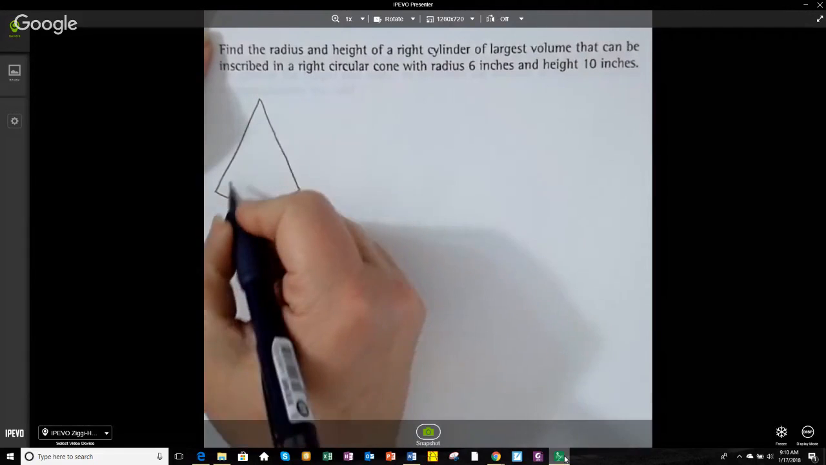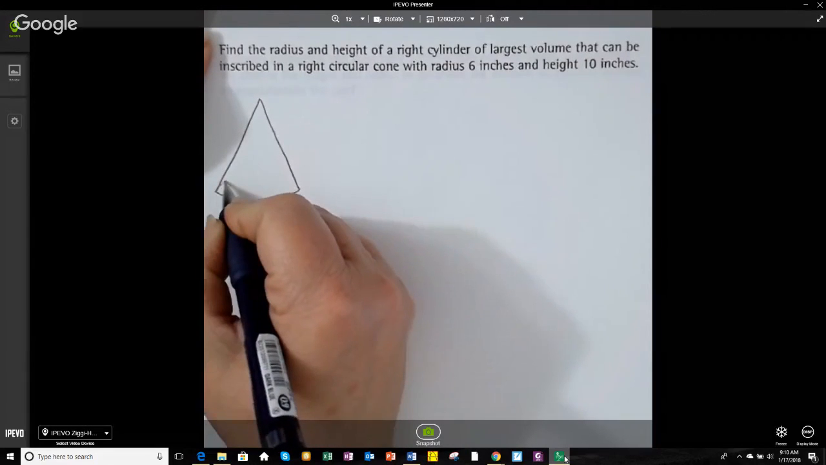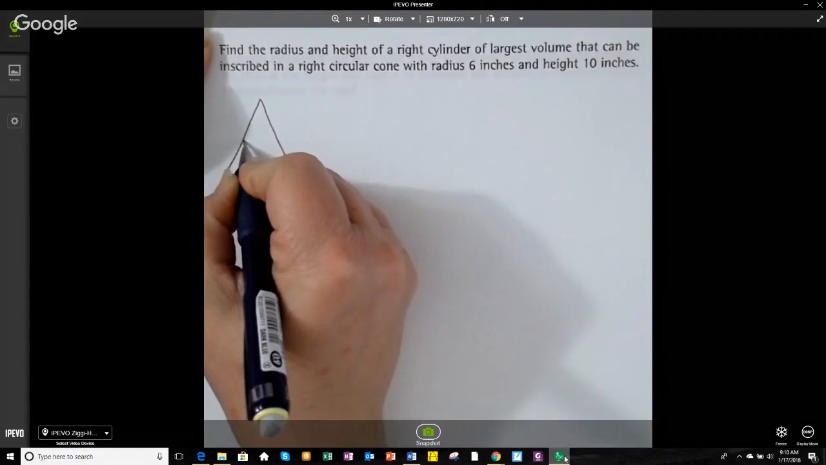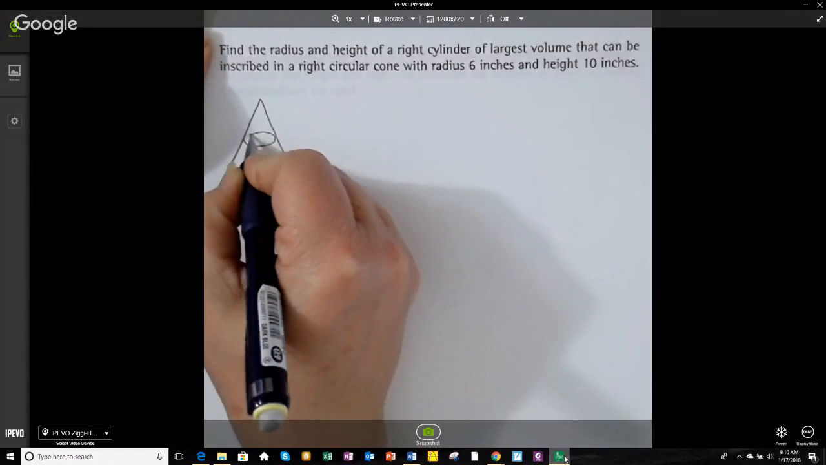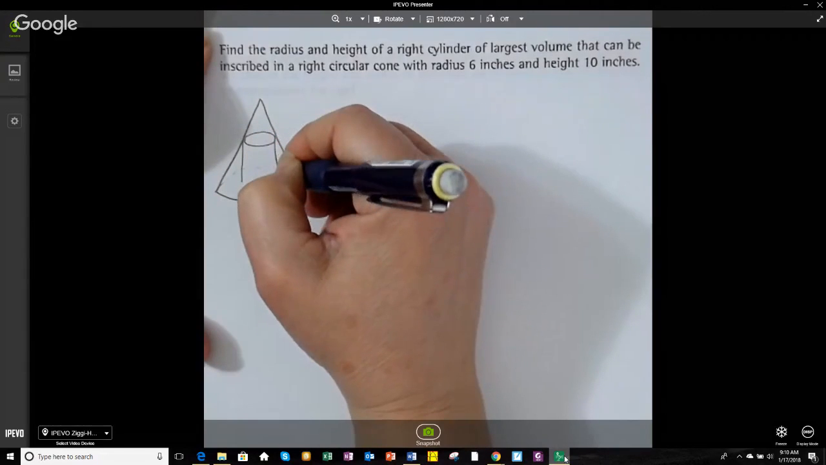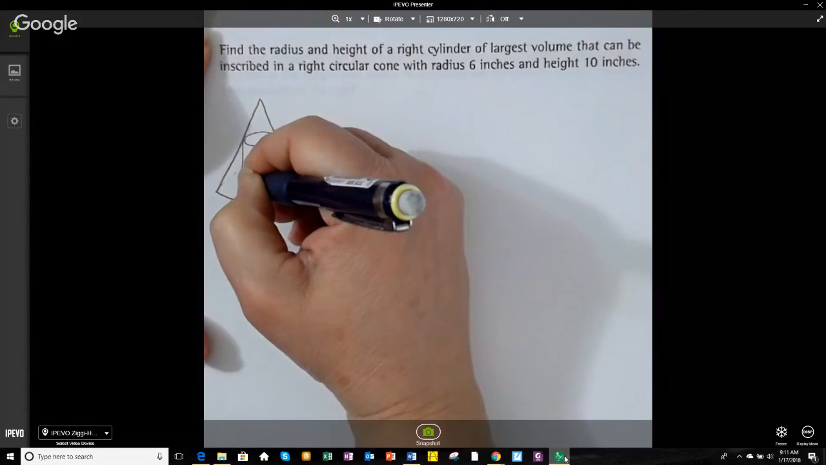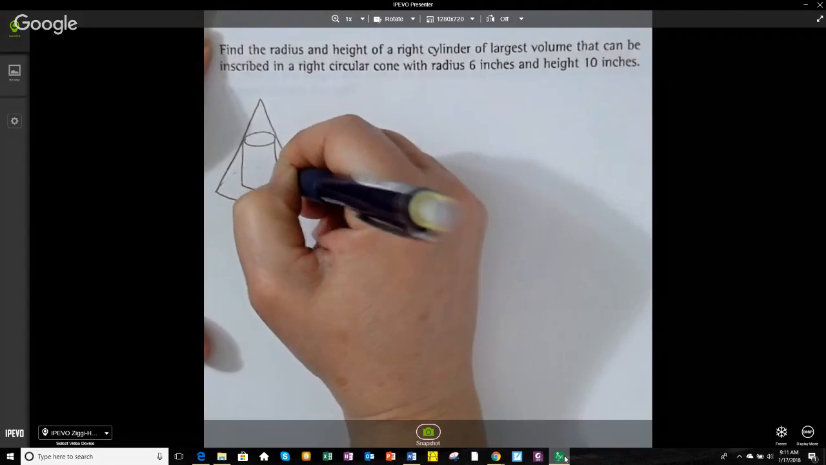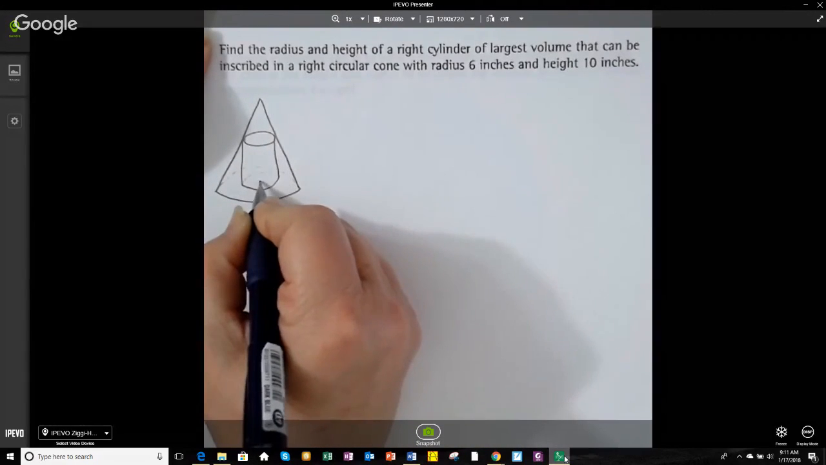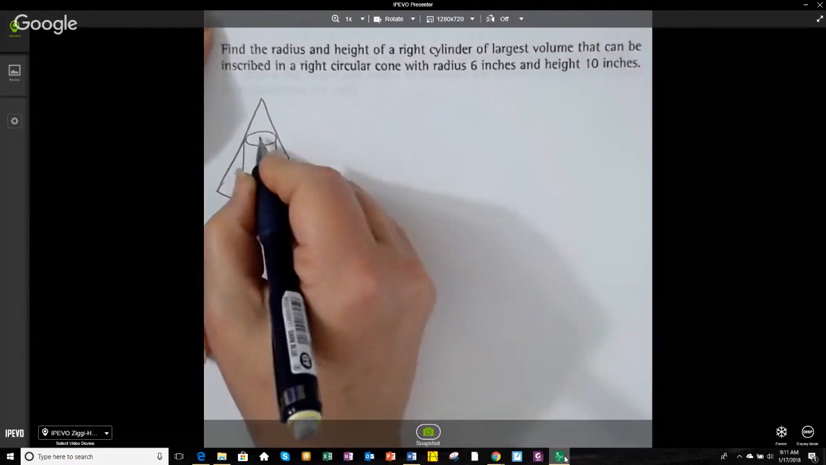Okay, so there's my right circular cone. And I'm going to put a right circular cylinder inside of it. Now, I have been drawing these things for years, so don't be hard on yourself if you're not perfect drawing these, and I'm certainly not either. Okay, so there it is.